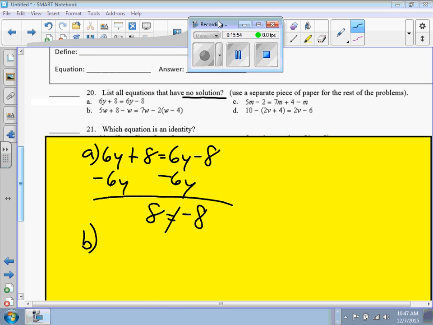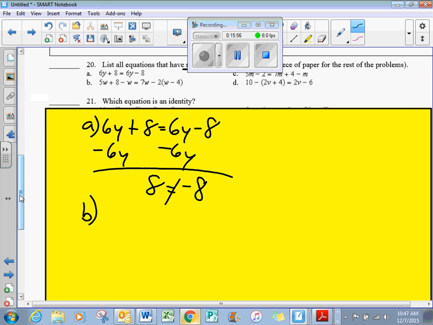On B, okay, we have 5w. What's 5w minus w? 4w. We get 4w plus 8 equals 7w minus 2w plus 8.